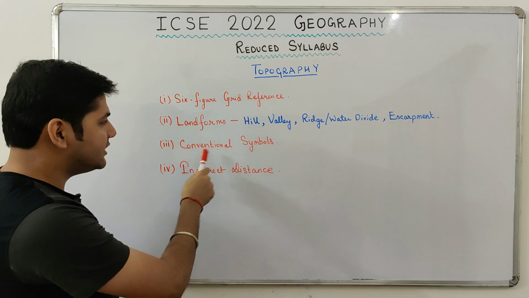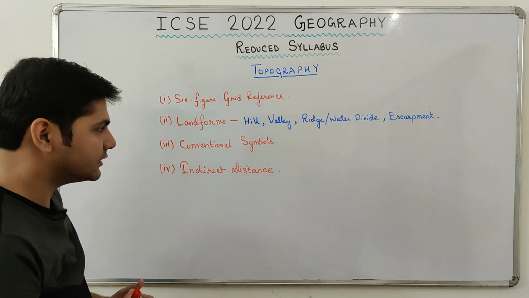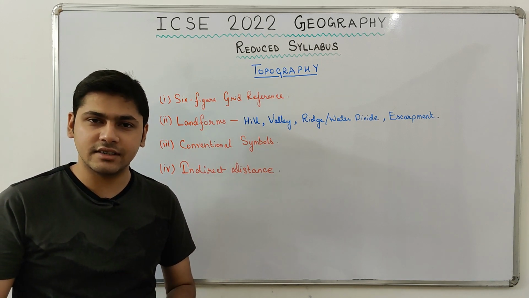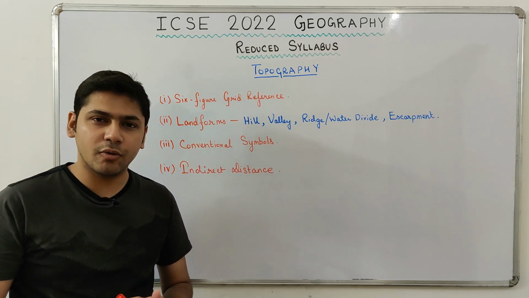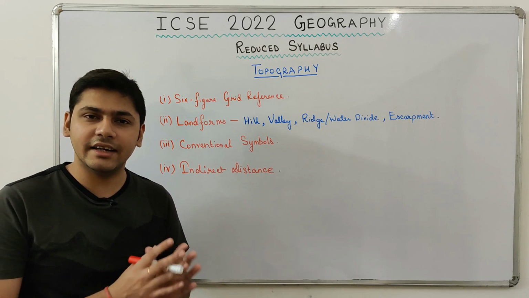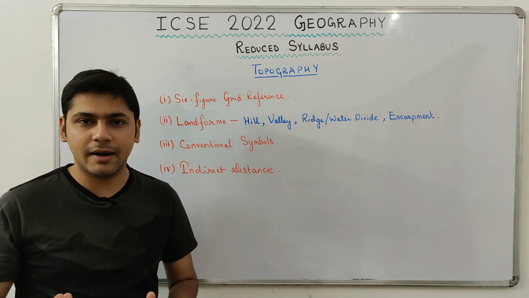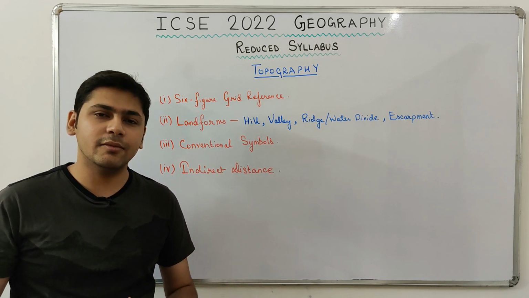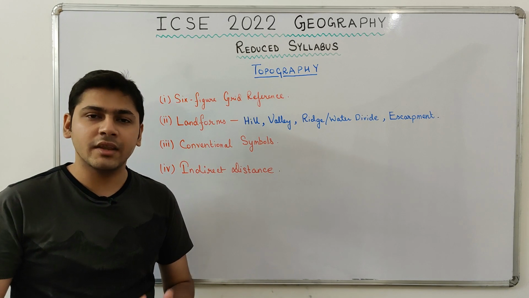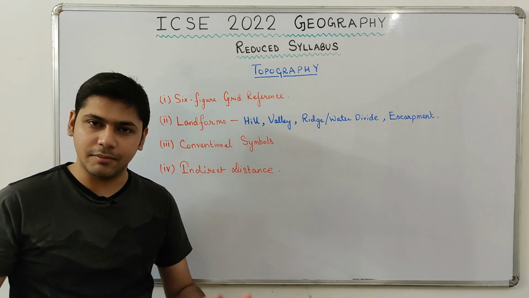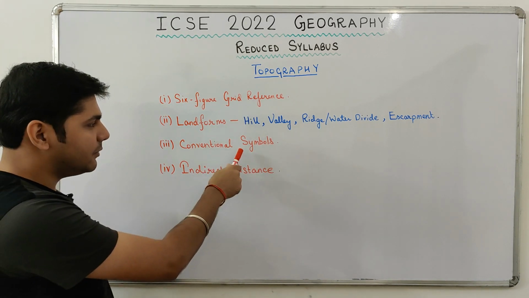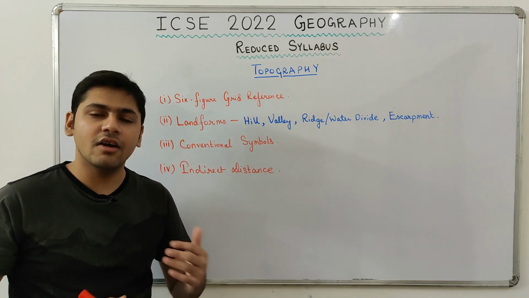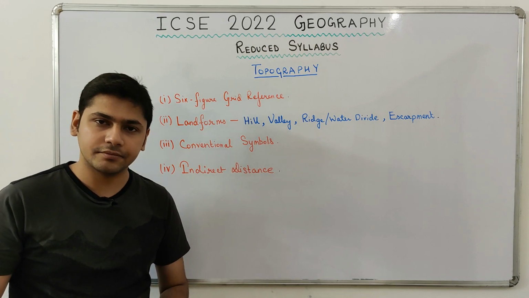Next, conventional symbols have been removed from the syllabus. Now over here let me tell you that you will have to study a few conventional symbols, because for other parts of topography, say for example identifying the drainage pattern, identifying the settlement pattern, identifying natural features, identifying man-made features, identifying the mode of communication, the mode of transport, you will have to know a few conventional symbols. So conventional symbols may have been removed from the syllabus, but you will have to study a few conventional symbols for other parts of topography.